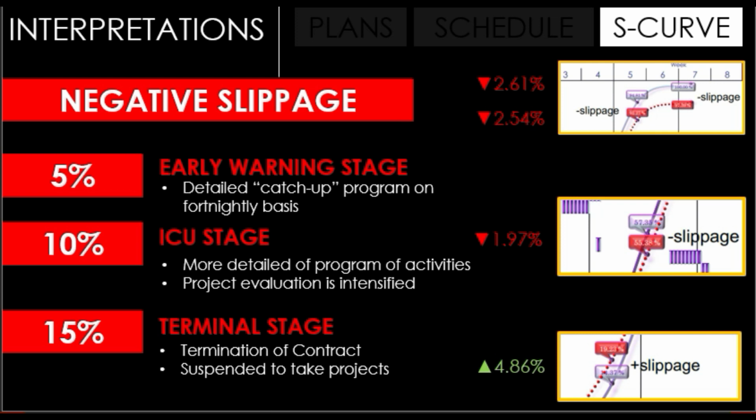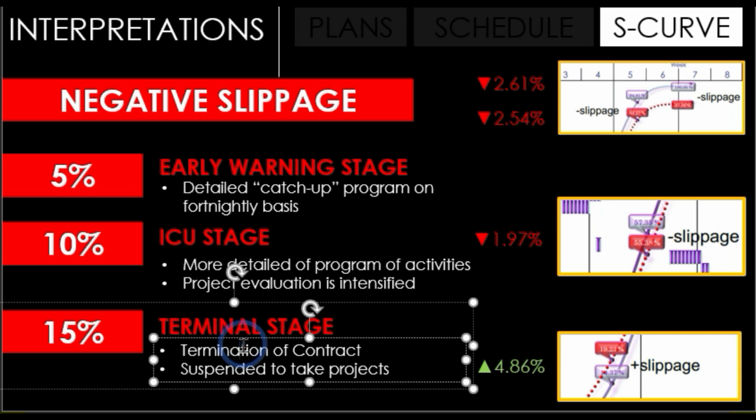For negative slippage of 15%, we call it the make or break stage, or sometimes the terminal stage. The contractor shall be issued a final warning and required to come up with a more detailed program of activities with weekly physical targets together with the required additional input resources. If the contractor fails to submit his reasons and catching up requirements, his contract will be terminated.